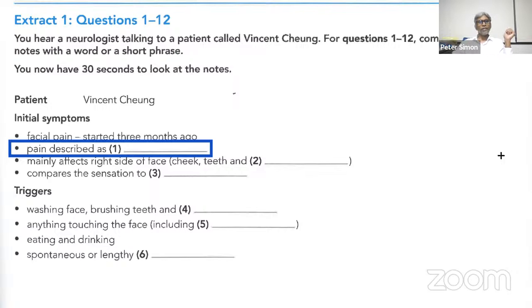Then a verb. Pain described as played. Pain described as eat. Pain described as sing. No. It doesn't make sense. Pain described as good. Pain described as bad. Described. Description. You describe something. You use adjectives to describe.